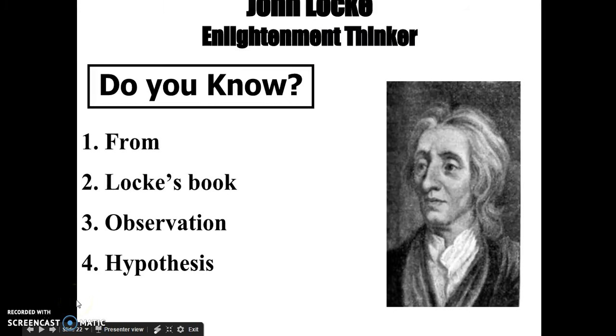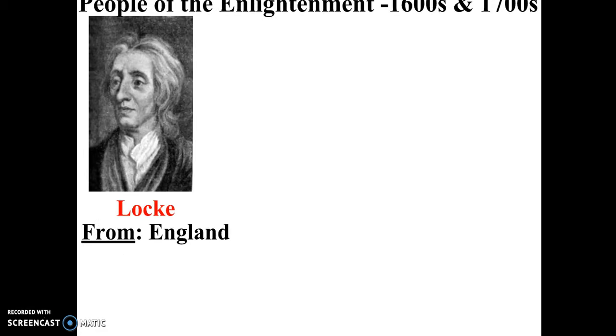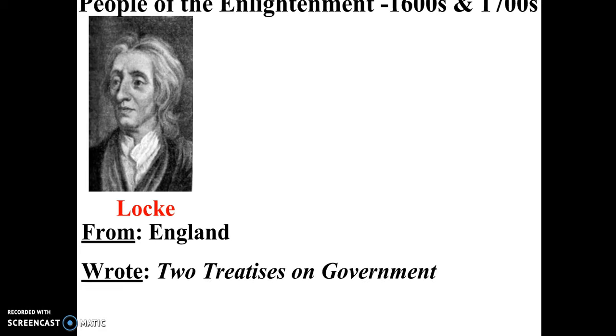All right, John Locke. Where's he from? Book, Observation, and Hypothesis. Locke is another Enlightenment thinker. He is also from England. Go ahead and jot it down. He writes a book called The Two Treatises on Government. A treatise, by the way, is just a big essay.